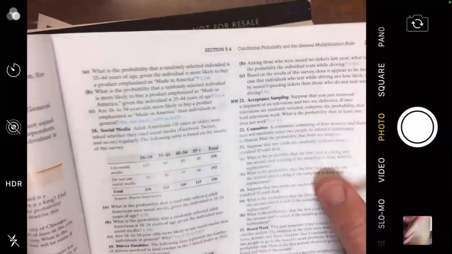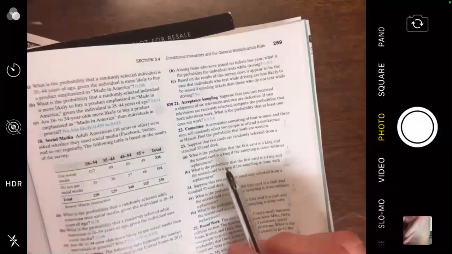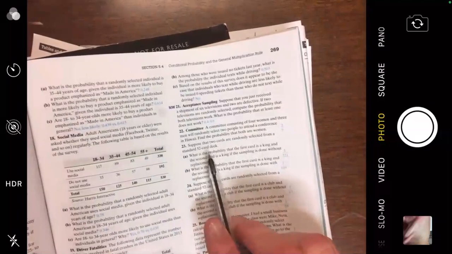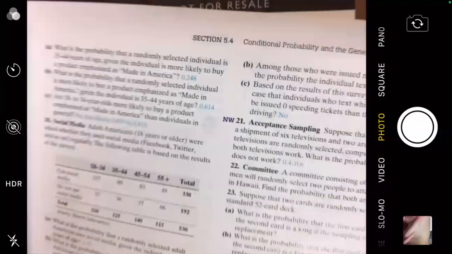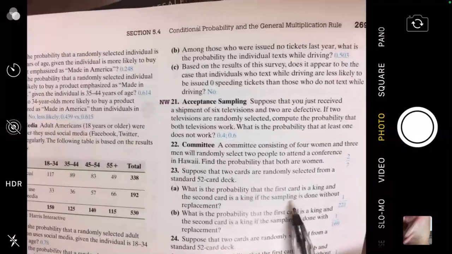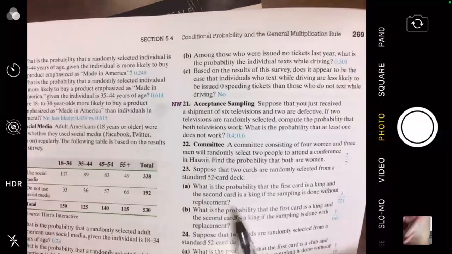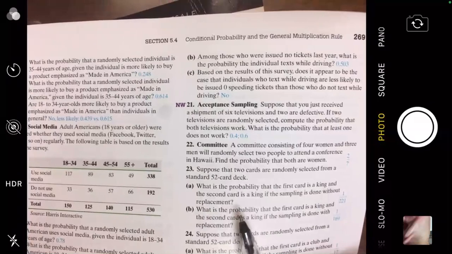23. Back to cards. 2 cards are randomly selected from a 52 card deck. I'll give it up so y'all can see a little better. What is the probability the first card is a king and the second card is a king if you're done without replacement?